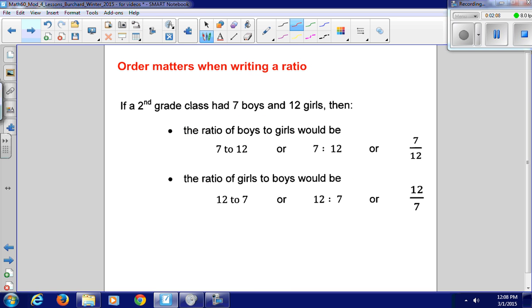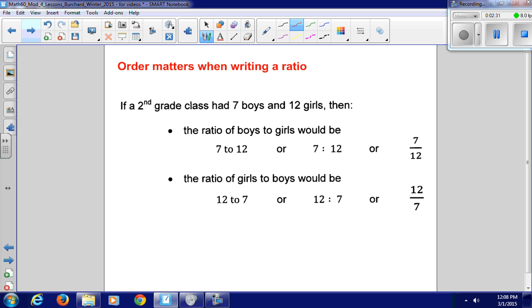So order makes all the difference in the world in writing a ratio. This is one of the places where people have a little trouble sometimes, so be really careful about order. When there's an English phrase that we're using that's talking about the ratio, that's what will tell us what order the ratio needs to be in.